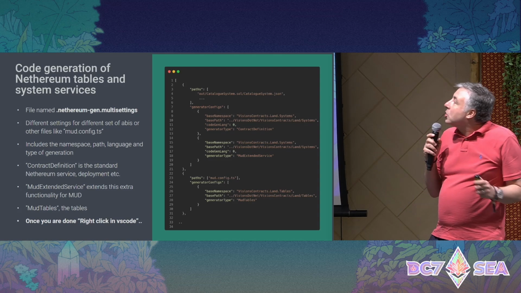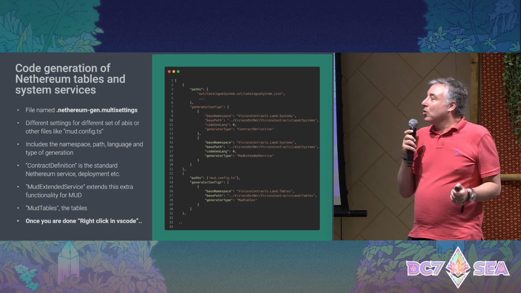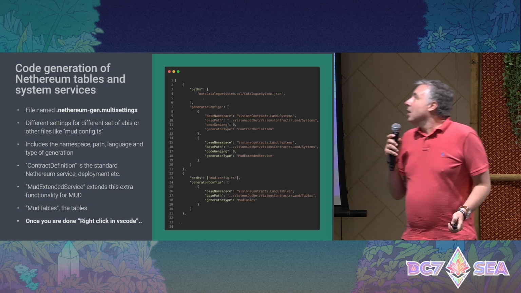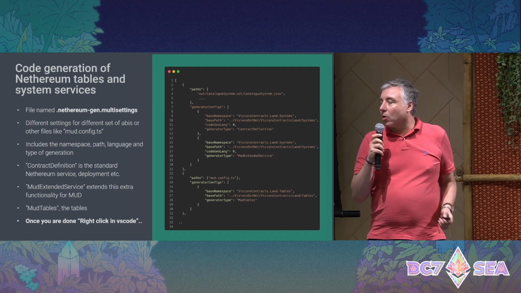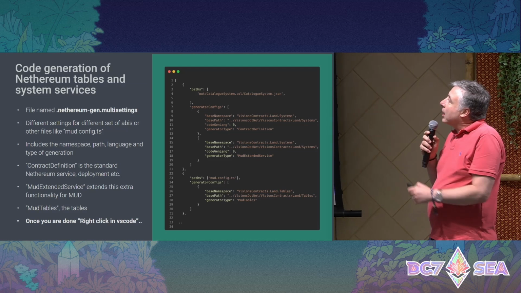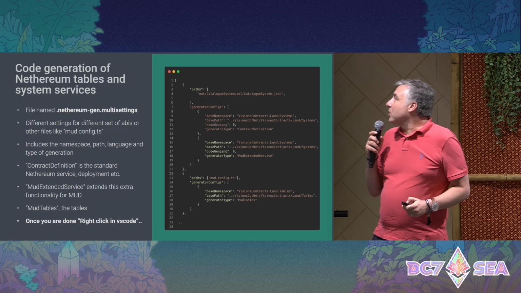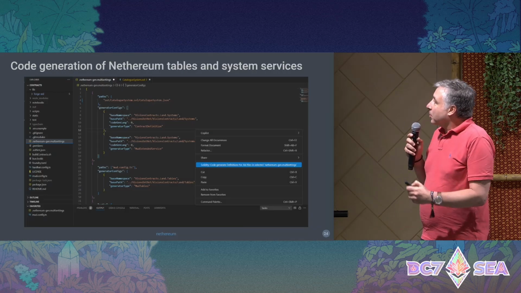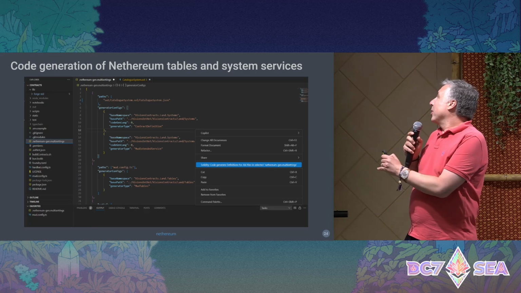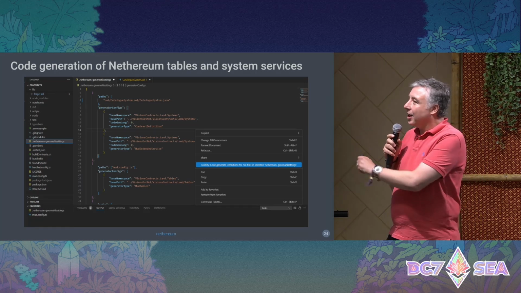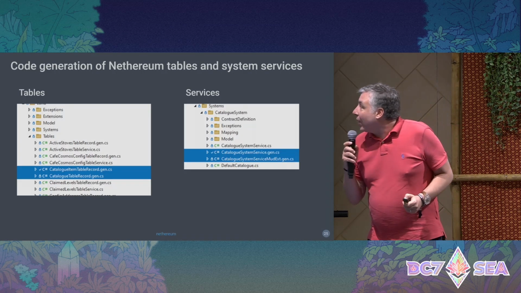So this code generator is integrated with the VS Code Solidity extension. Before Nethereum, you would have a simple code generator just to create your normal services. But now it has these MUD extensions for table generation and MUD extensions for systems. Once you have created this, you just go to the VS Code Solidity extension, right-click, and there you go. You can code-generate it. And then you've got these files.